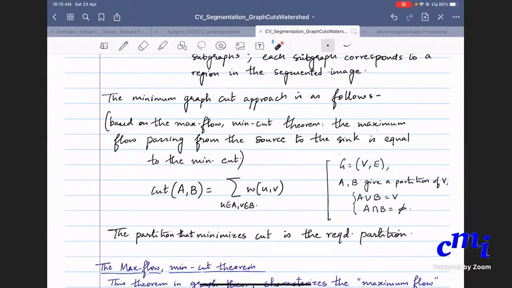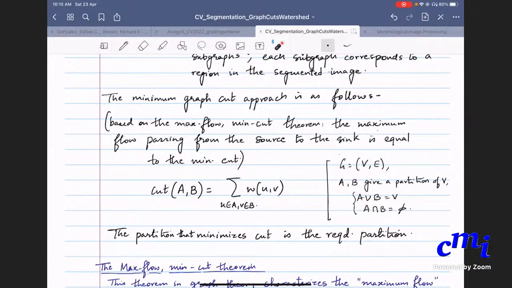So this is our notation. V and E are the set of vertices and edges of the graph G respectively, and subsets A and B give a partition of the vertex set V if these two conditions are satisfied: the union should be the entire set and the intersection should be empty. So when we mean a partition of a graph, we mean subsets A and B of the vertex set that satisfy these two conditions. And we define the cut between A and B.